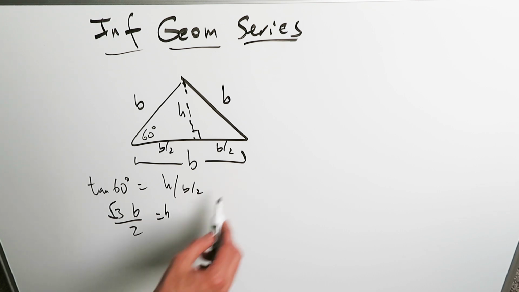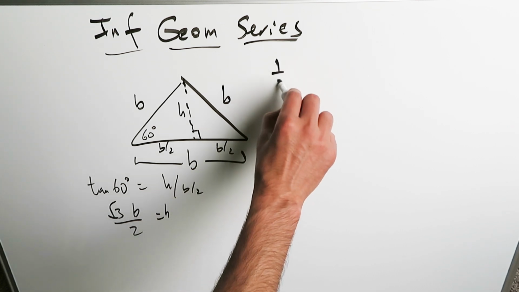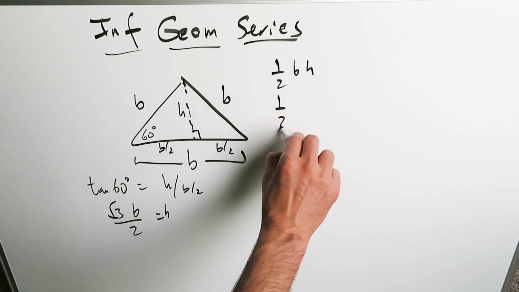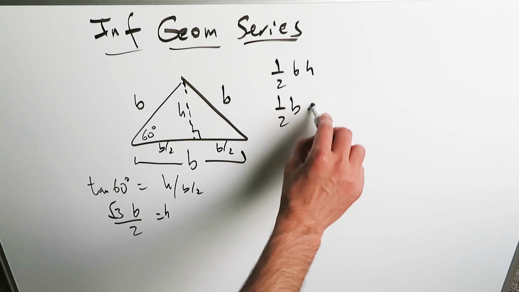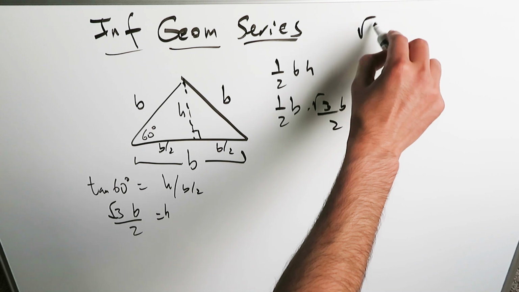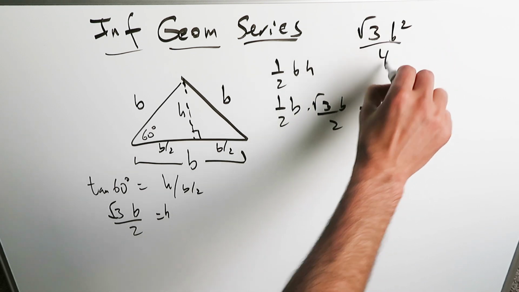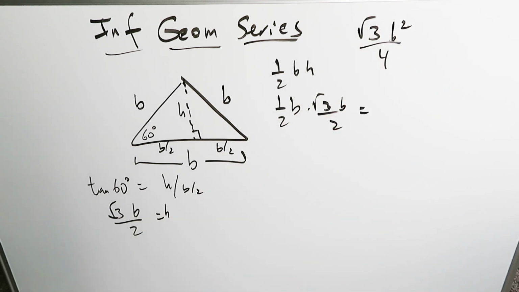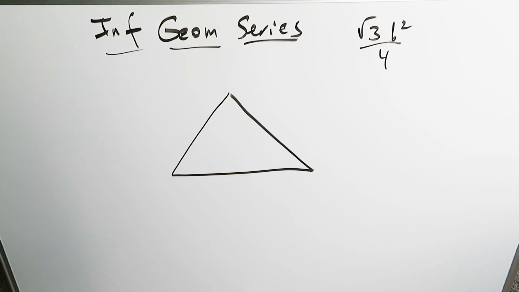Now I know H. I know area for a triangle is equal to half base times height. I have here half base times this height, root 3 B over 2. When I solve it out, I have root 3 B squared over 4 is the area of an equilateral triangle, and let's push it aside. Let's talk about the pattern.